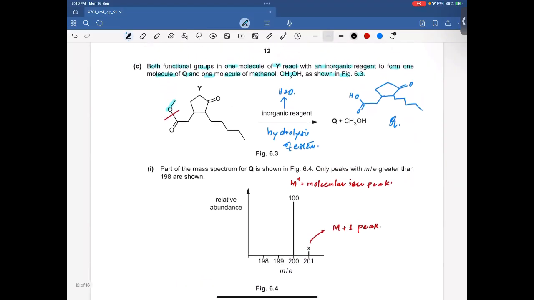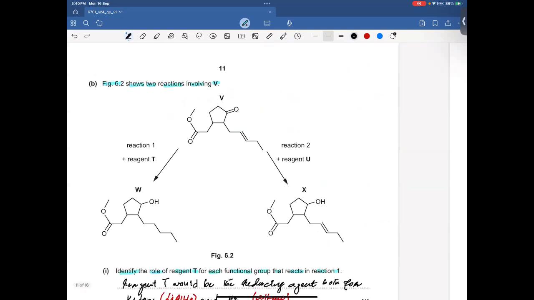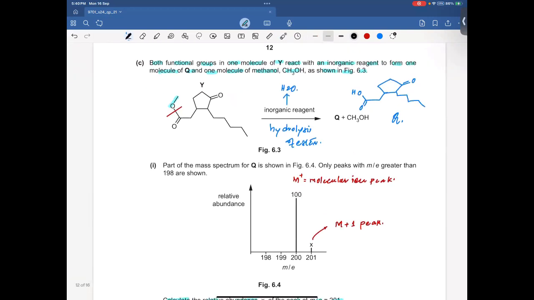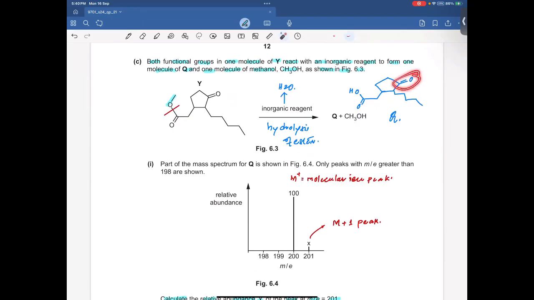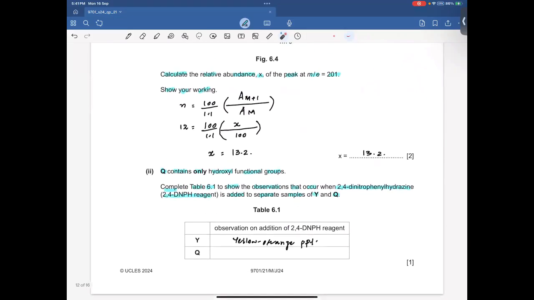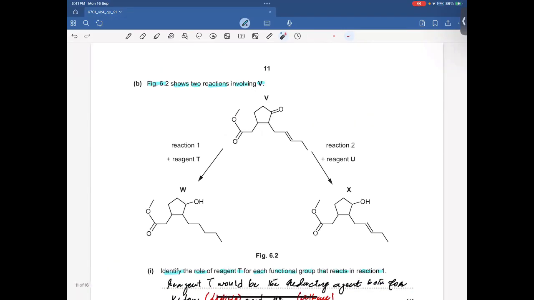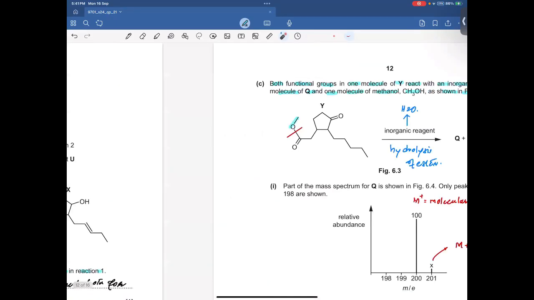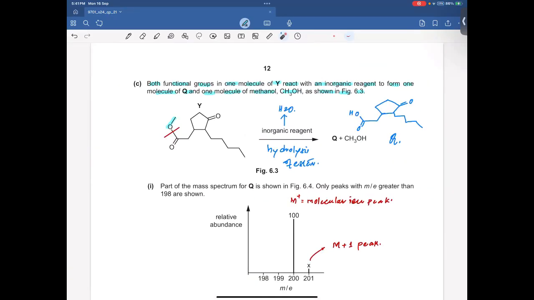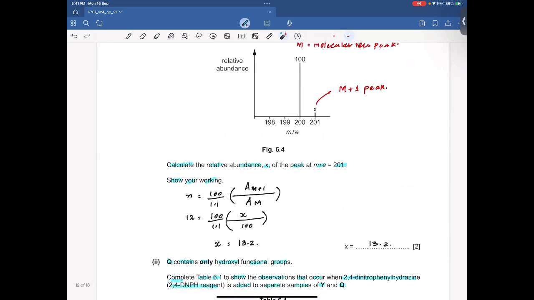And where is Q? No, this is not Q. Oh, this is Q. This is B. Okay. So Q also has a carbonyl group, ketonic group, so it can also give 2,4-DNPH. Why not in Q? Hold on. Both functional groups in one molecule of Y react with an inorganic reagent to form one molecule of Q and one molecule of methanol.